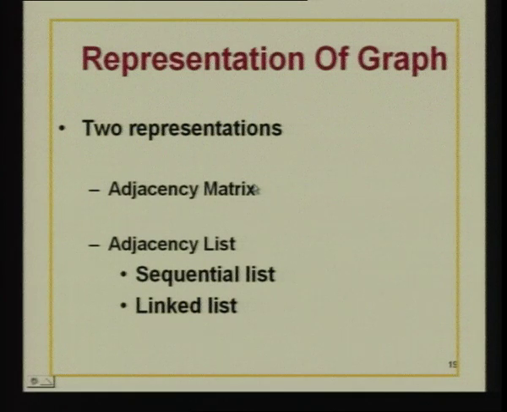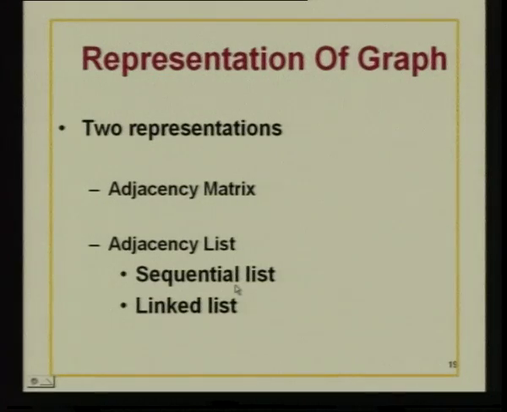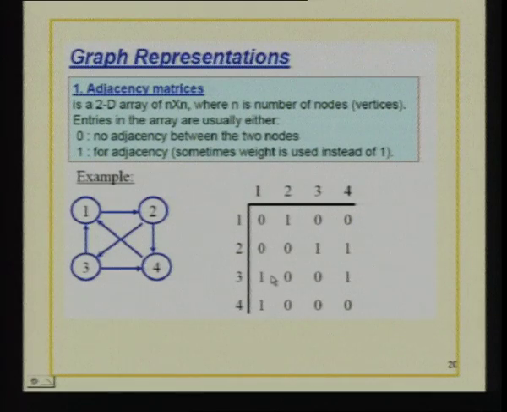Suppose you have a 1000 node graph. Then, according to the adjacency matrix, you have to have 1000 into 1000 as the matrix size, while here the representation is only for edges that exist. We will come to that, and you will understand it better when we talk about the actual representation. So, let us go to a simple representation.